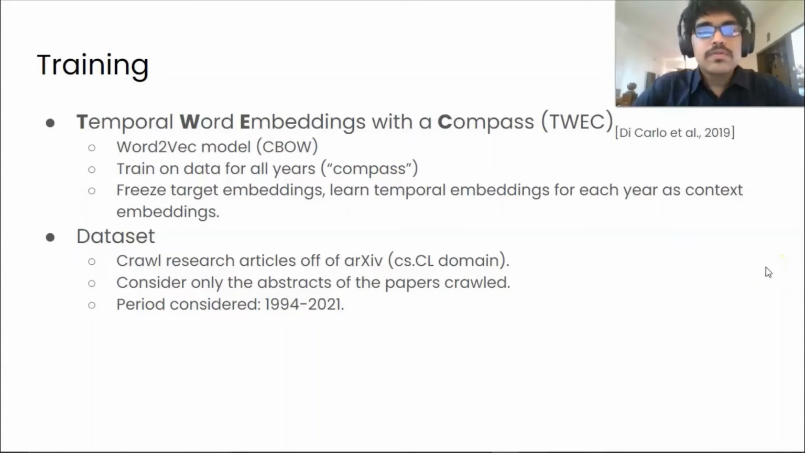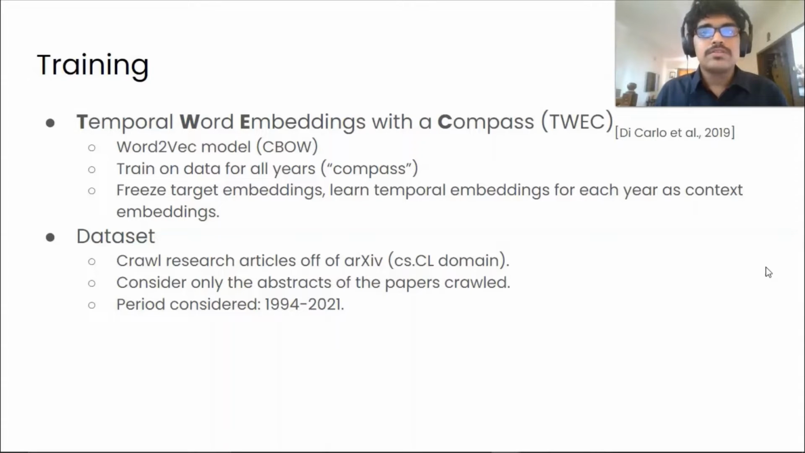For training temporal word embeddings, we use TWEC, or temporal word embeddings with a compass. In most temporal embedding training methods, the main issue is that word embeddings of different years belong to different coordinate systems, and aligning these embeddings is a huge challenge. TWEC does it in a very simple way. For our work, we train it on data for all the years to learn atemporal embeddings. Then the trained target embeddings are frozen, which serves as a compass, and temporal embeddings are learned for each year as context embeddings.